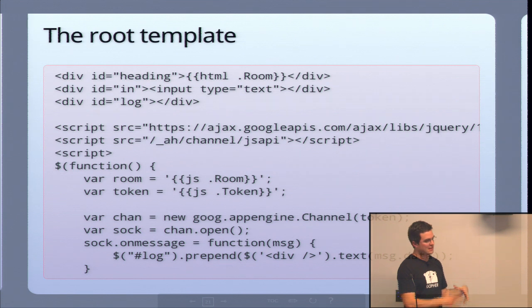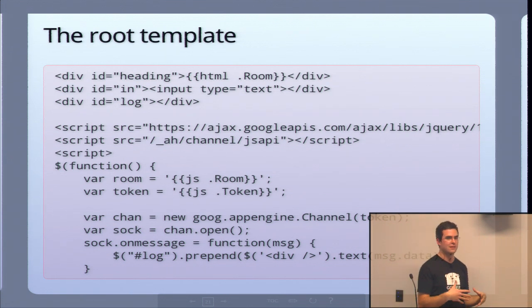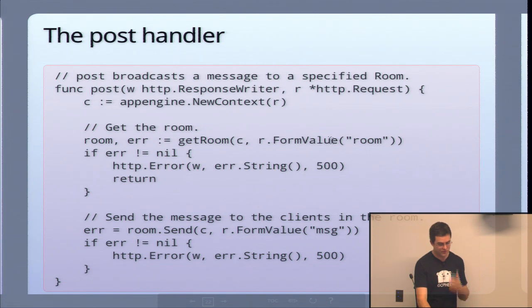So that's the entire thing end to end for actually joining a room and creating the browser channel. And so now we're ready to receive messages. And the final missing part of the puzzle is posting messages to the channel. And so posting messages is basically just the reverse. We have this post handler, which you saw I registered with the HTTP package a while ago. And we just get the room again using the same getRoom function that we had. And then we call this Send method to send this value.